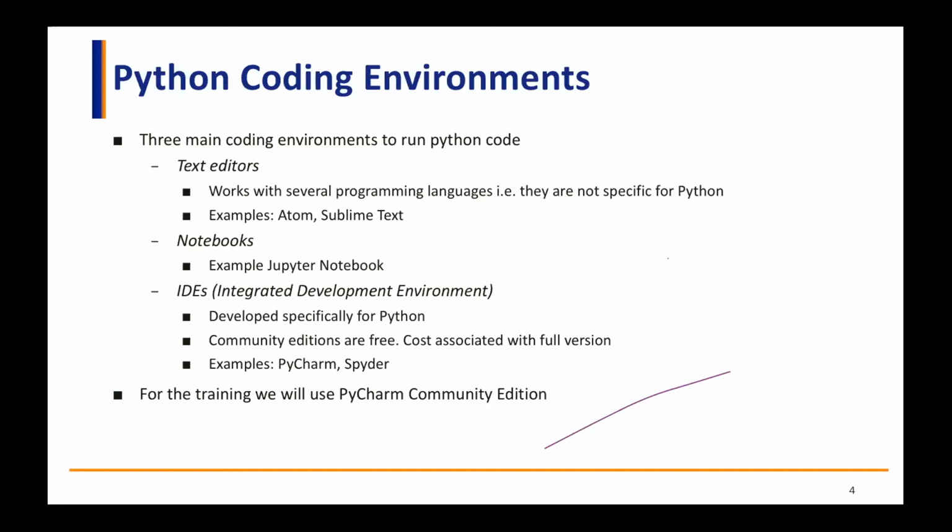And the third option is IDEs, which is integrated development environment, which is mostly used in the industry. Different companies use specific IDEs. These are developed specifically for Python. You can have the community edition, which is free, or there is a cost associated with the full version. For this course, we will use PyCharm community edition. So we'll install PyCharm on our machine, and we'll use that for our coding in Python.